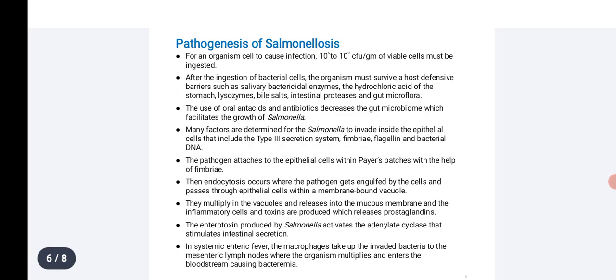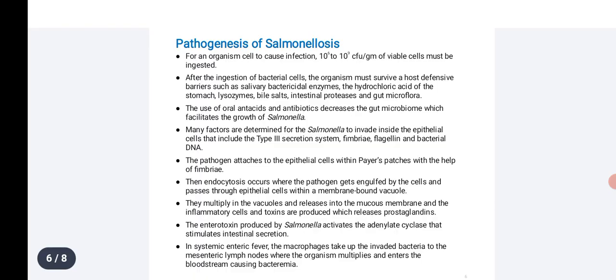So next is the pathogenesis of salmonellosis. For an organism to cause infection, 10 to the power of 6 to 10 to the power of 9 viable cells must be ingested. After ingestion, the organism must survive host defensive barriers such as salivary bactericidal enzymes, the hydrochloric acid of the stomach, lysozyme, bile salts, intestinal proteases, and gut microflora. The use of oral antacids and antibiotics decreases the gut microbiome, which facilitates the growth of Salmonella.